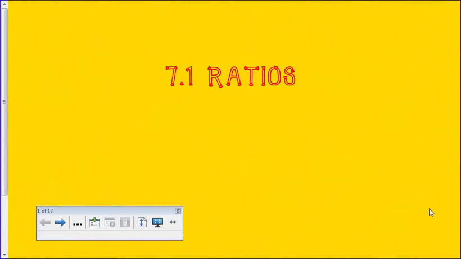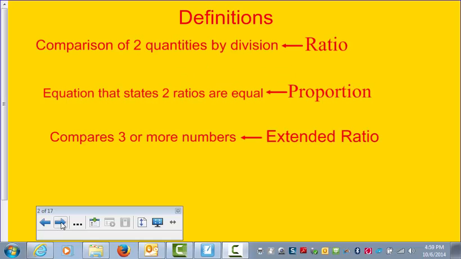Hi, this is Mrs. White, and we're going to talk about ratios and proportions, which is actually what you've already learned in Math 8 or pre-algebra. So this is just going to build off some concepts you already know. Right now, go ahead and pause and make sure you get down these definitions.